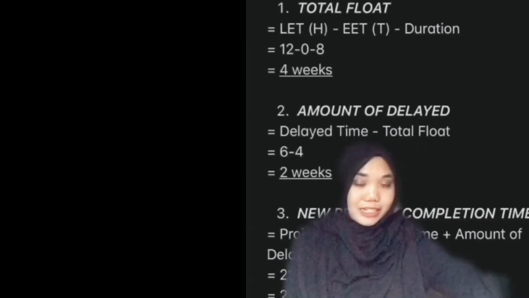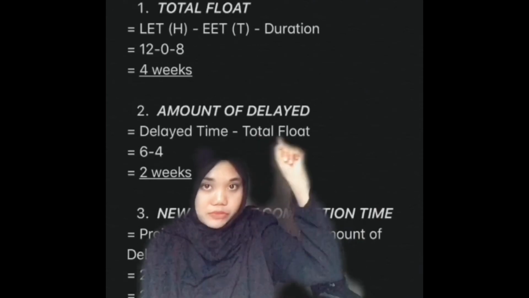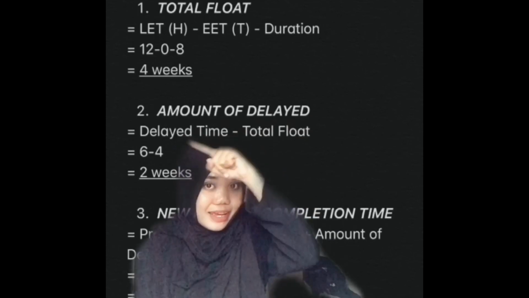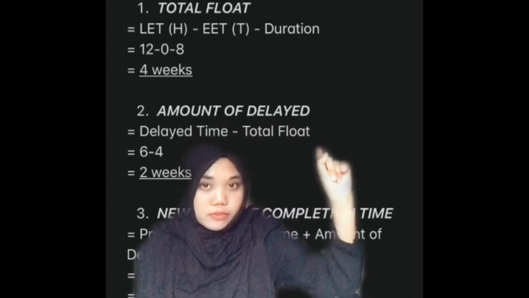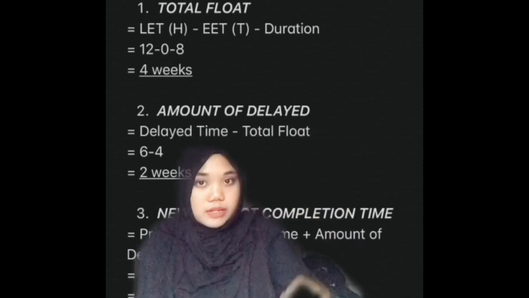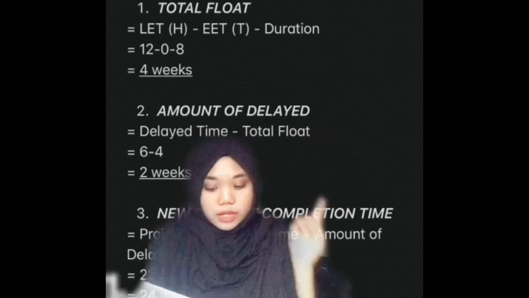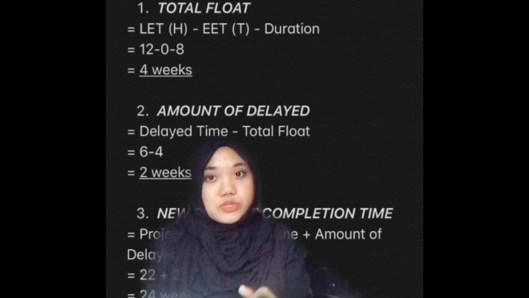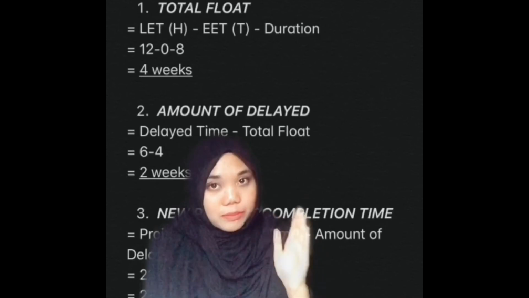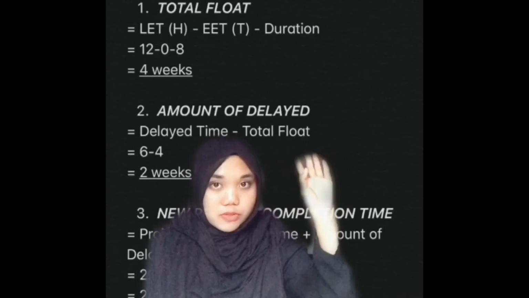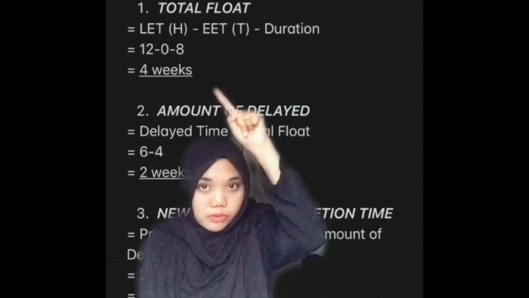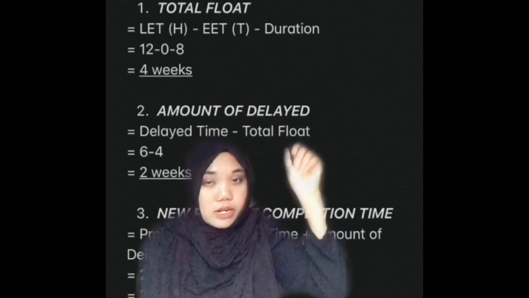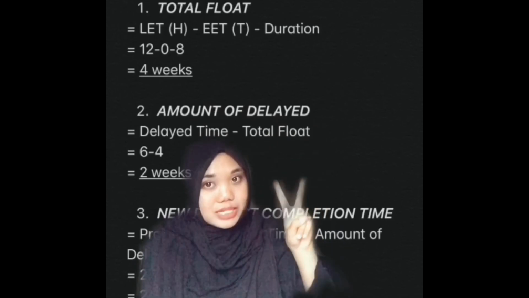Okay, the second step is to calculate the amount of delay. To calculate the amount of delay, we can use this formula, delayed time minus total float. So where can we get the delayed time? The delayed time is mentioned in this question. Activity C is delayed by 6 weeks. So 6 weeks is the delayed time. So 6 minus 4 total float, which you get from step 1. 6 minus 4 is 2. So we can get 2 weeks for amount of delay.